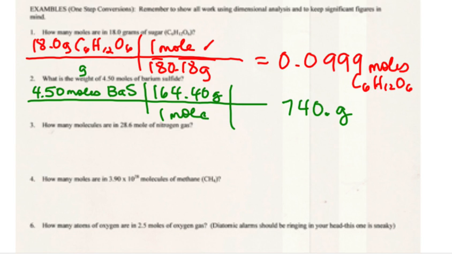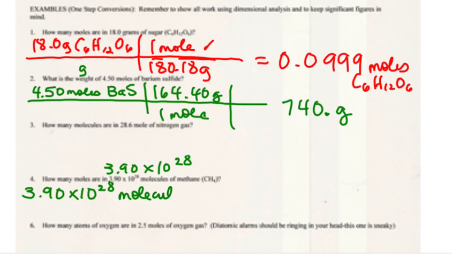How many moles are in, is that 3.9? I'm having a hard time reading it. Times 10 to the 28th molecules of methane. So we're starting out this time with molecules. We're in particle city, and we want to get to moles. So we start with molecules.